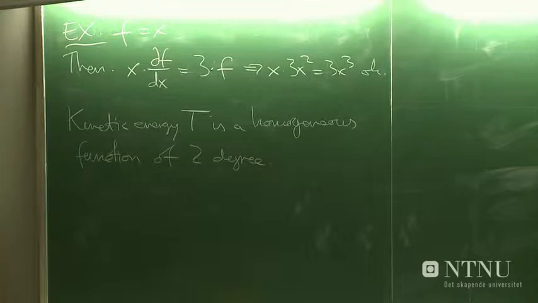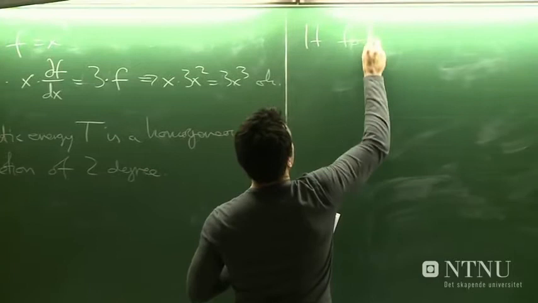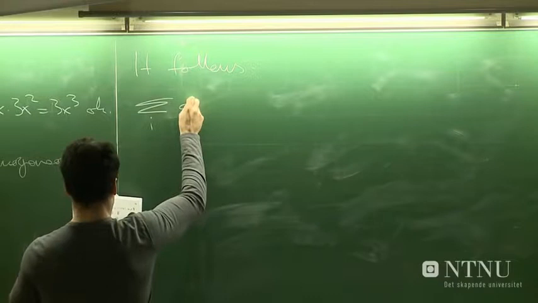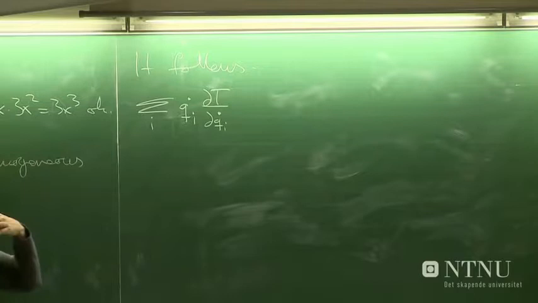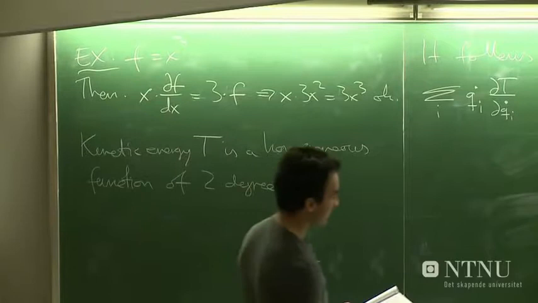So, because we have that the kinetic energy is essentially 1/2 mass velocity squared, let's then use Euler's theorem on the kinetic energy. And keep in mind that the kinetic energy is second order in the velocities, or the time derivatives of the generalized coordinates. So the q's play the role of x in this example.